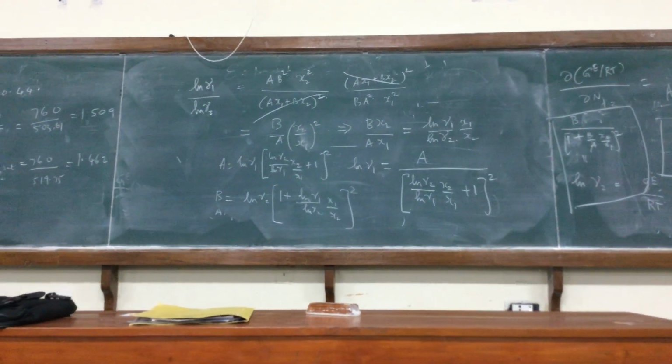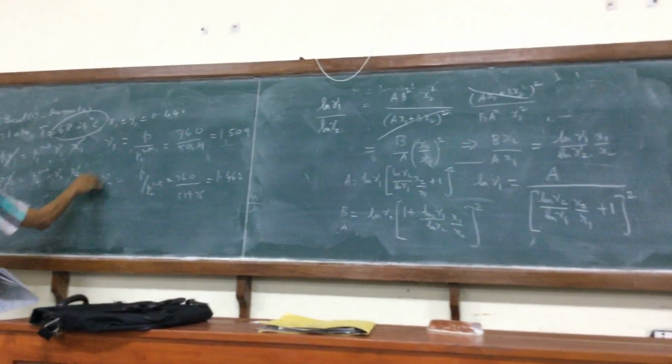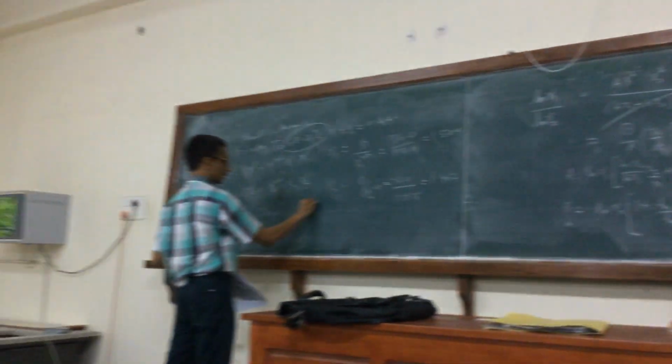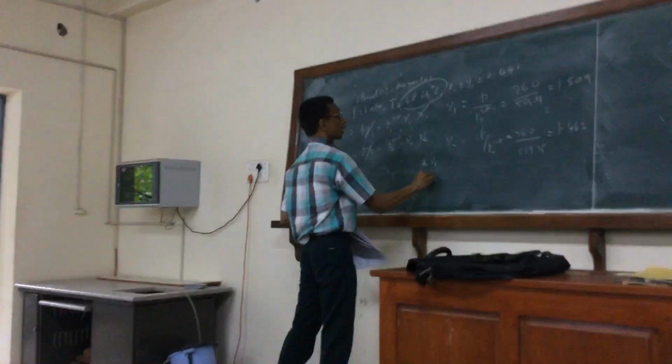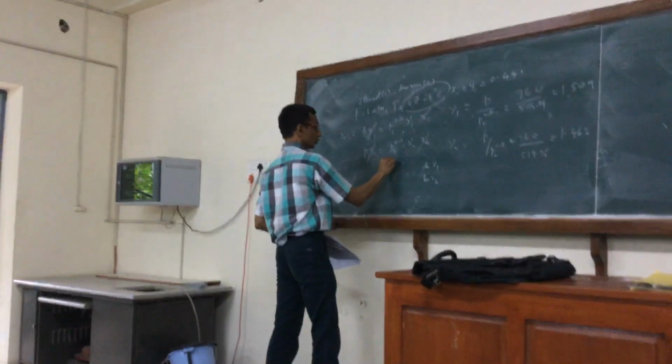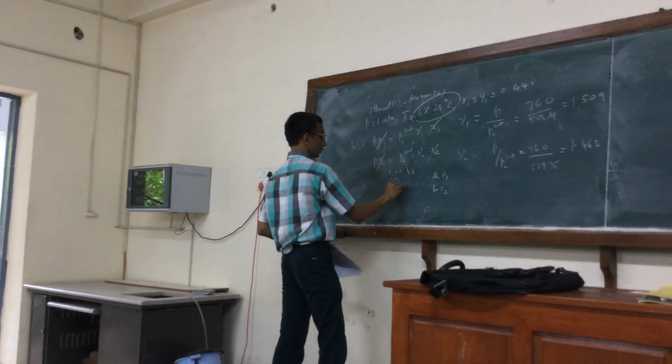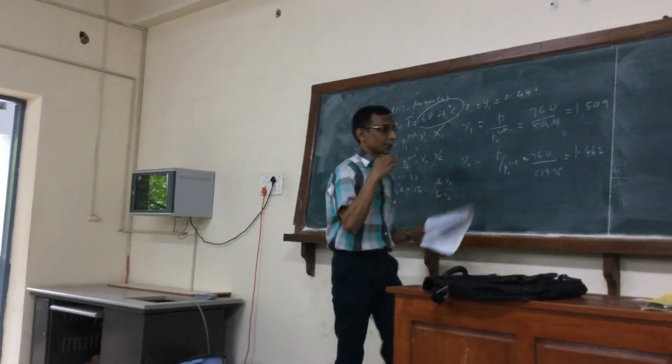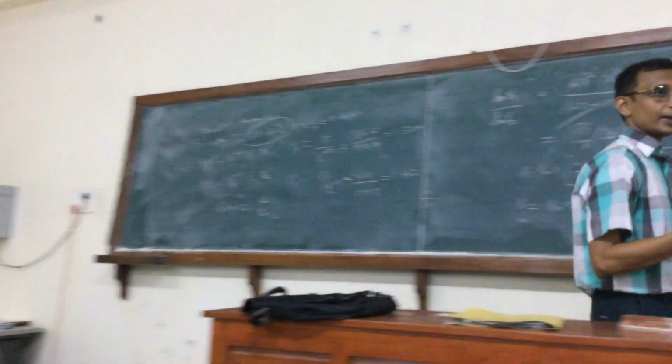So now I have to go back and calculate. I've got gamma 1, gamma 2. And so I have to calculate log gamma 1, log gamma 2. And I know x1 is 0.44. So x2 is 0.56. So I have to substitute all of that and I get A and B.